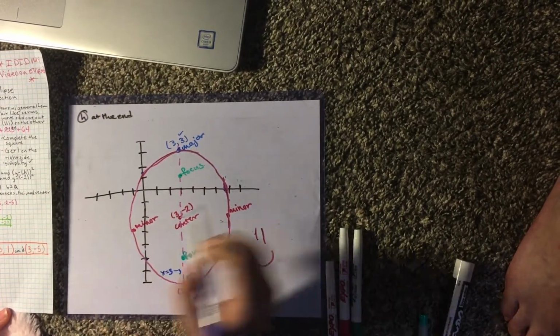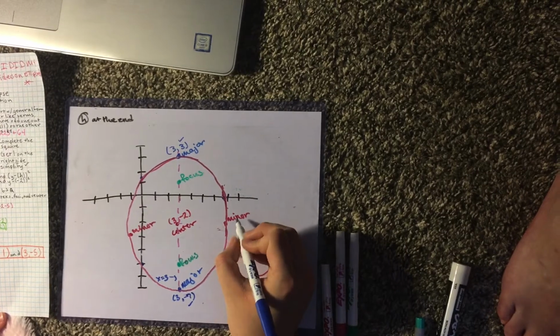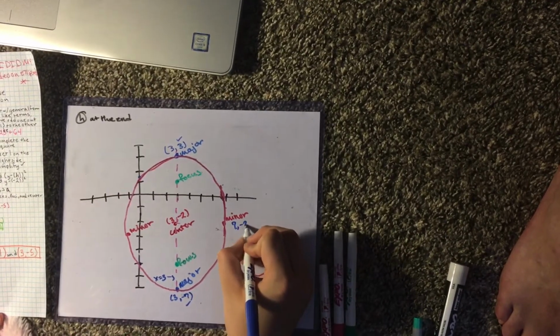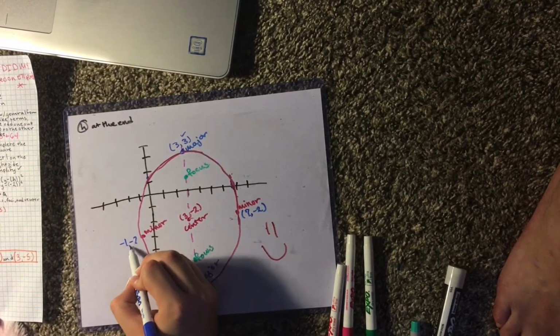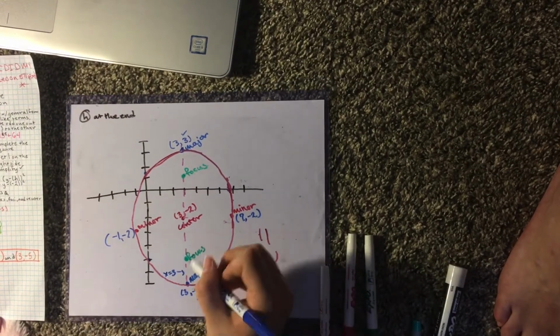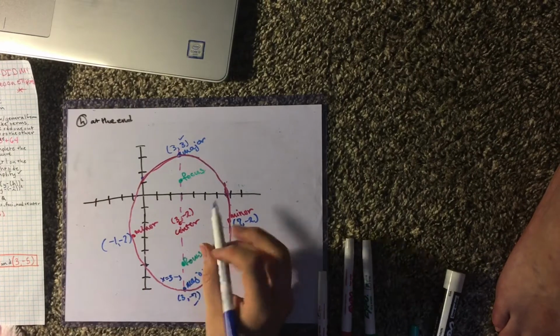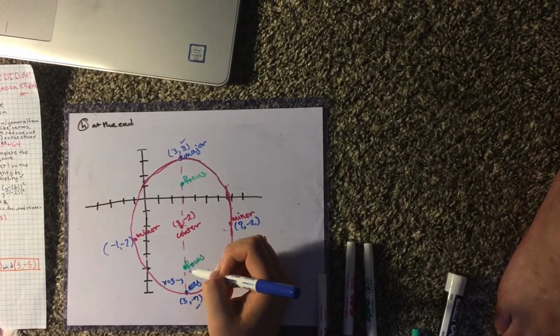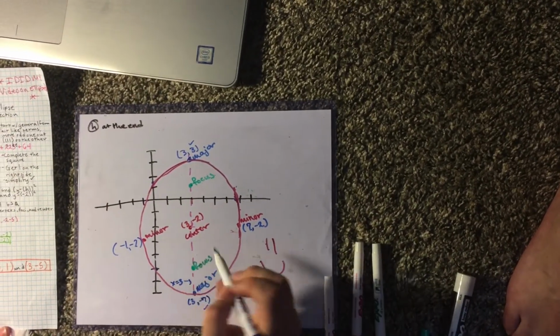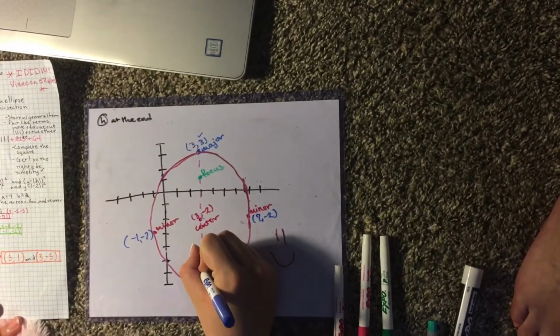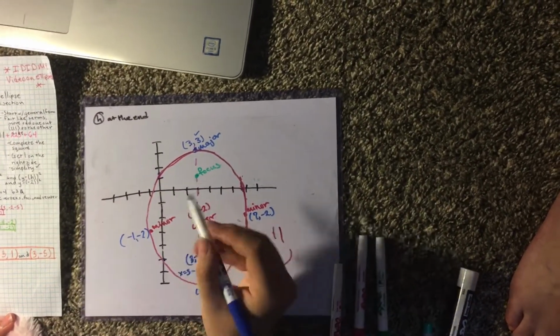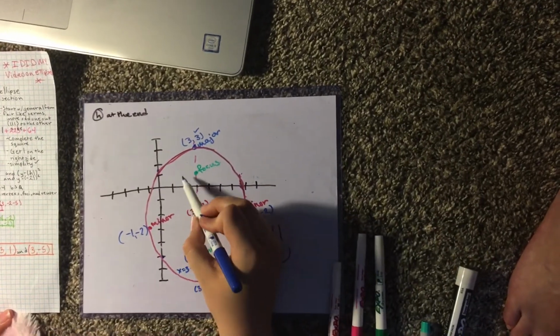We have the two minor vertices. This one is 7, negative 2, and this one is negative 1, negative 2. Perfect. And these are all things that we found previously. We're just plotting everything. We know the foci from finding the c, and we know that one of them is 3, negative 5, and then this one is going to be 3, 1.